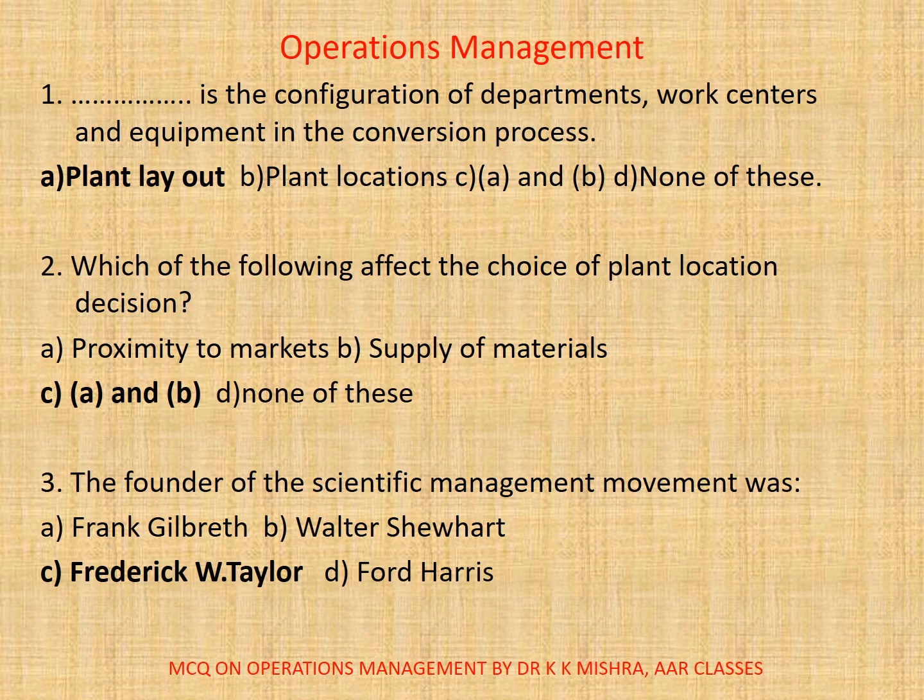Plant layout. 2. Which of the following affect the choice of plant location decision? A. Proximity to markets. B. Supply of materials. C. A and B. D. None of these. Here correct option is C. A and B.